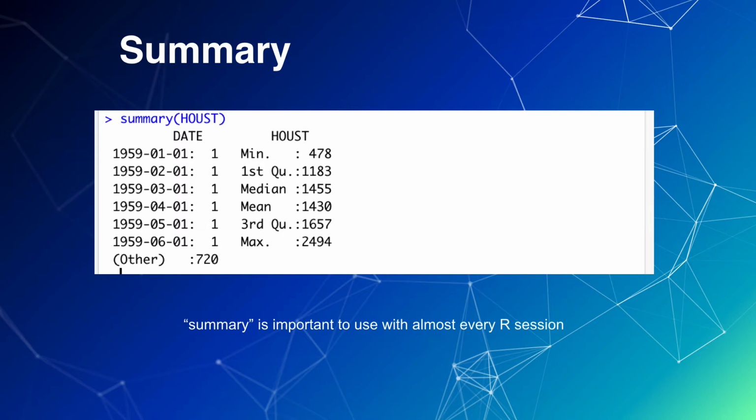A very handy one, as I think I've mentioned, is to use summary. Summary basically gives you the key statistics about any data set. In this case, it's giving me the summary for the whole data set of HOUST. Not real valuable on the date score, right?